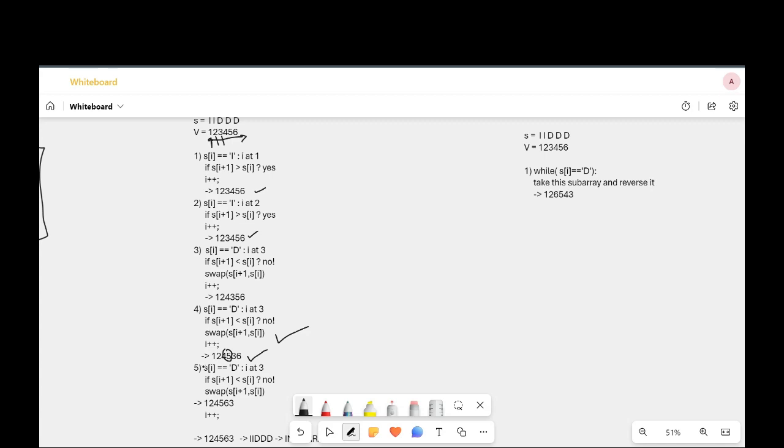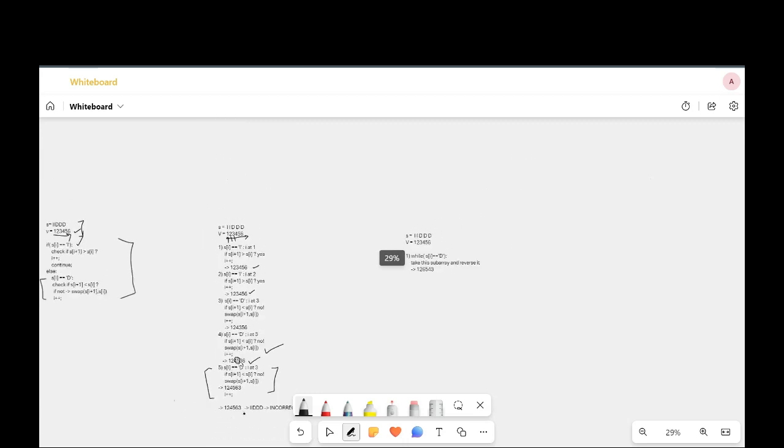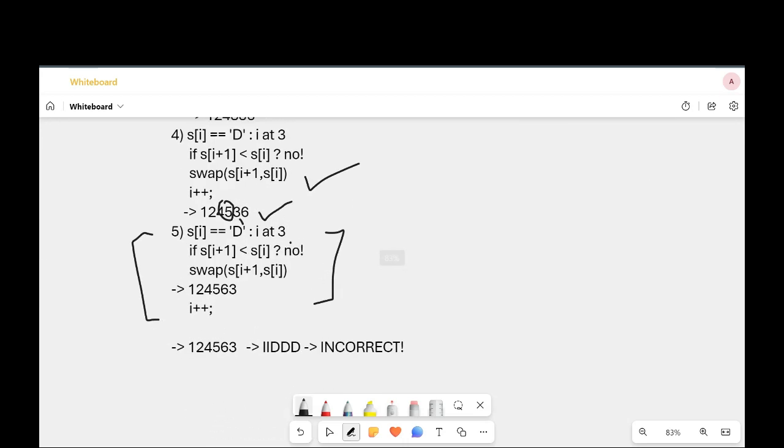Okay, so again we have a D over here. So at D, we are at 3 again, that is here, right, according to my answer. So again I will check if it is in the decreasing order, and we will see that it is not in the decreasing order. So the final answer that we receive is 124563. So this is the final answer, and let us check if this particular answer as per our algorithm is matching with the current sequence.